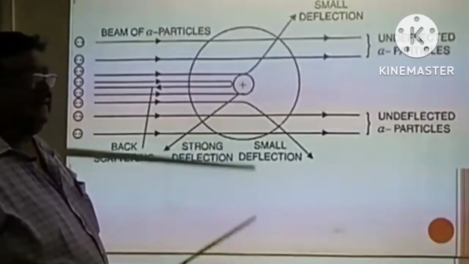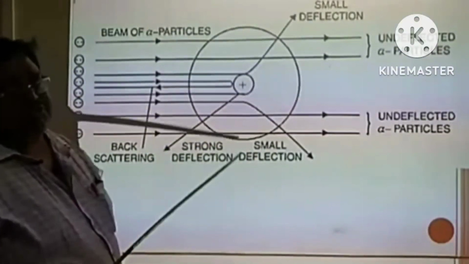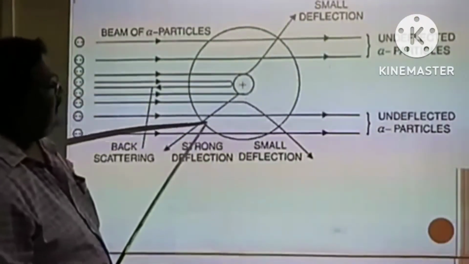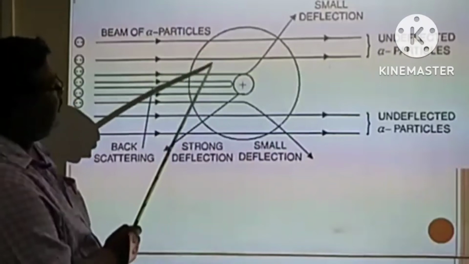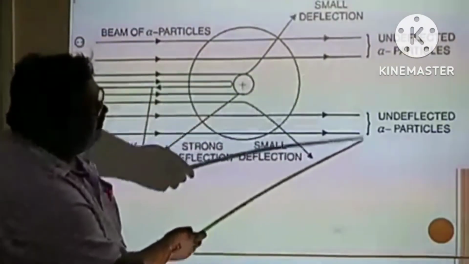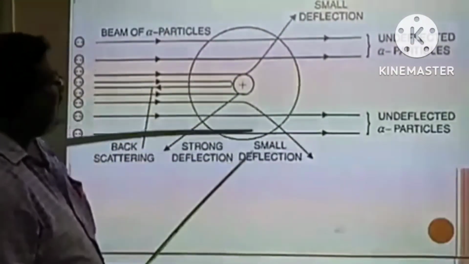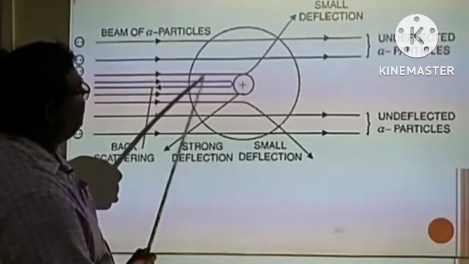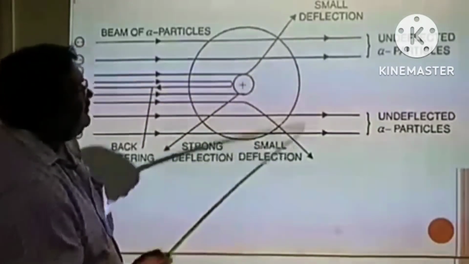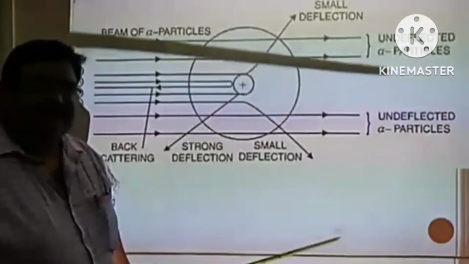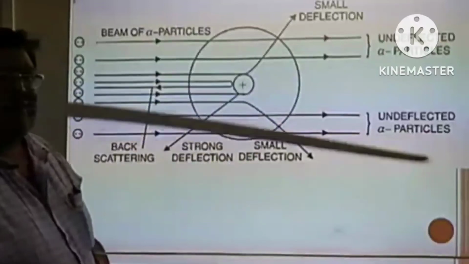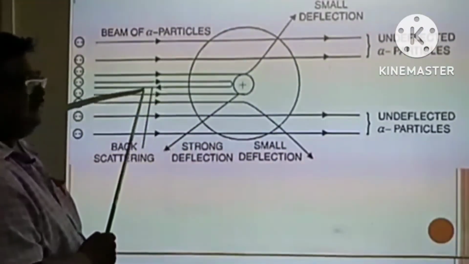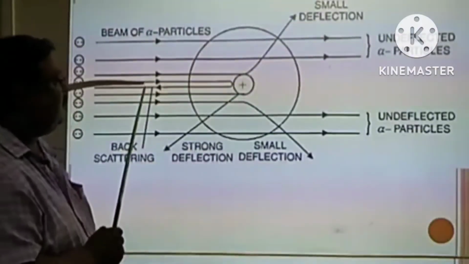Pictorially, we can represent the atomic model according to Rutherford's gold foil experiment. This is the gold foil, and most of the alpha particles pass straight through the gold foil without any deflection. The second observation was that a few alpha particles were found to be deflected from their normal paths with small deflections. And very few alpha particles, 1 out of 10,000, are returning back almost 180 degrees.